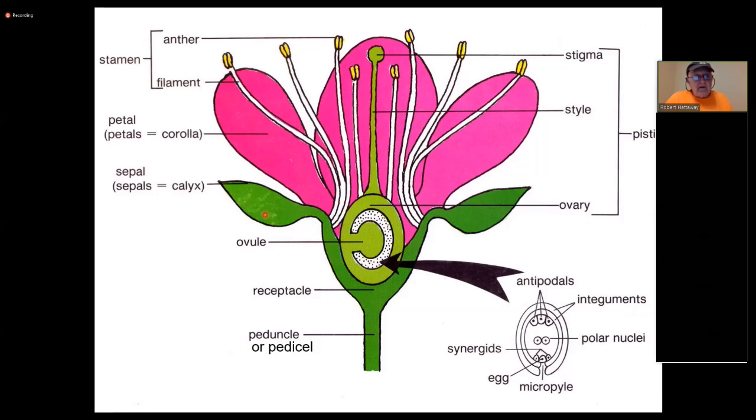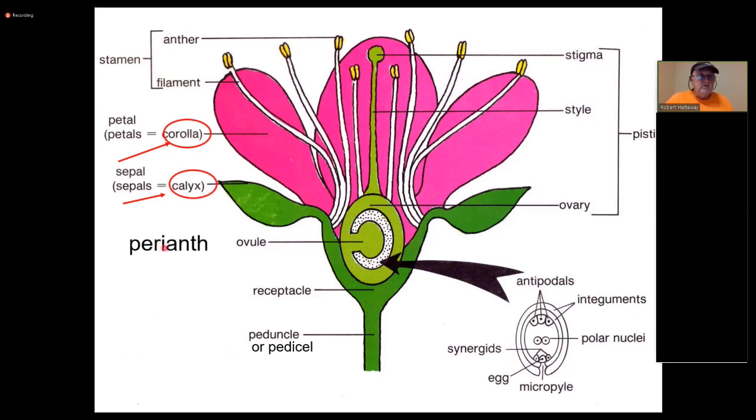Now, the calyx, well, I'm doing these backwards here. The calyx is the collective term for all of the sepals. Just like the corolla is a collective term for all of the whorl of petals, if they're there. And we'll talk about in a moment that neither of them may even be there. And the perianth is the collective term for both of those.